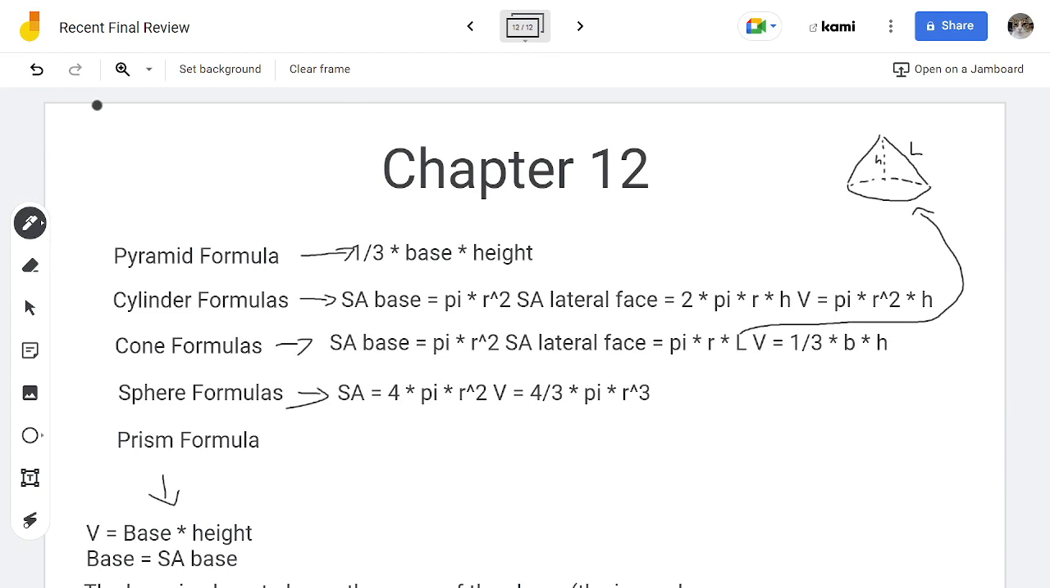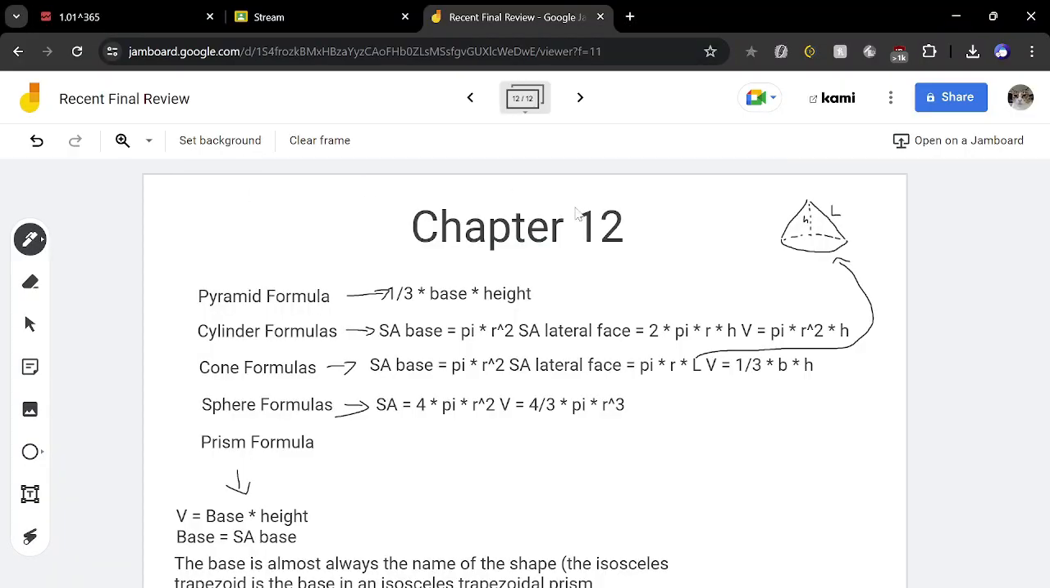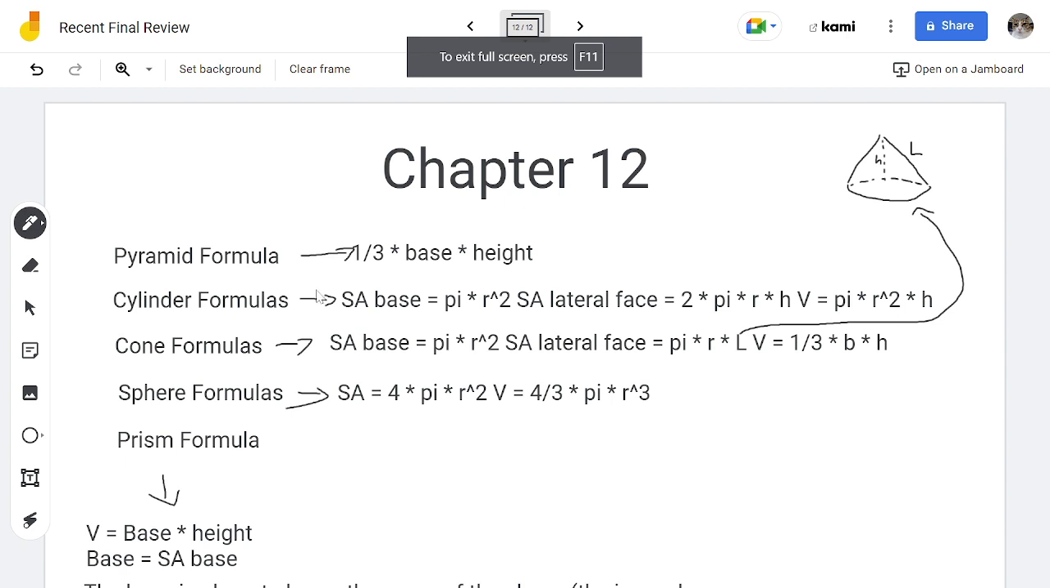And then this final one, I'm not going to do any problems, but I am just going to review chapter 12. Chapter 12 is all about surface area and volume of 3D shapes, basically. So the first one is the pyramid formula. A pyramid is when all sides of the shape are a triangle, I think. Okay, correction: a pyramid is when it either has a square or a triangle base.